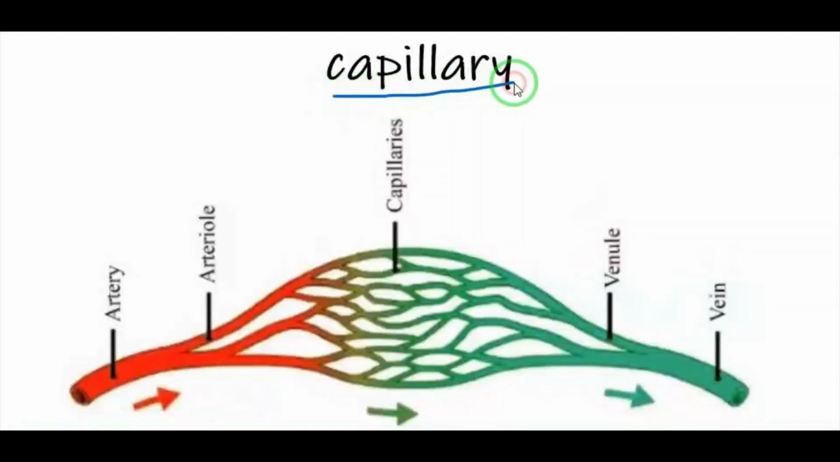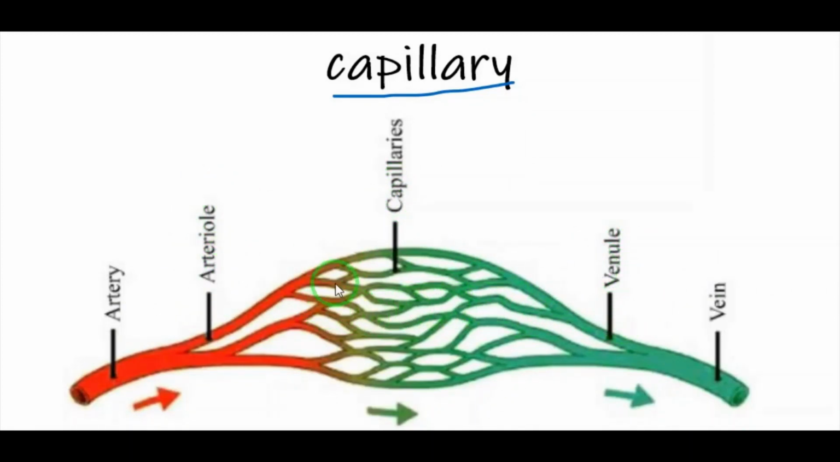The third one is capillary. This is the capillary. These capillaries are small and narrow tubes, around 8 μm in diameter. These capillaries connect arterioles and venules. Arterioles means the artery branches into arterioles. These are the branches. The vein branches into venules. So the capillary connects these two, arterioles and venules.